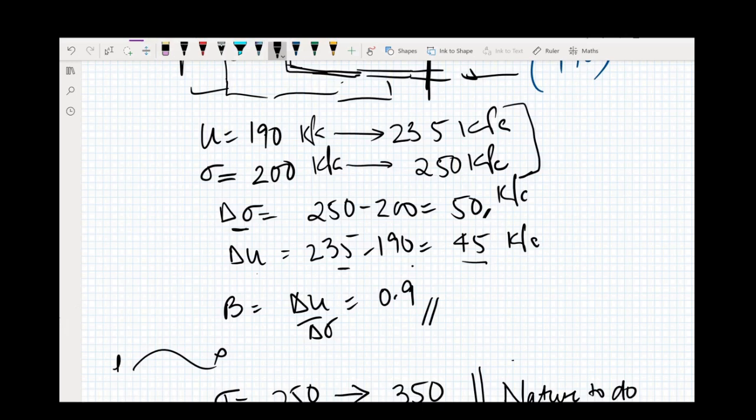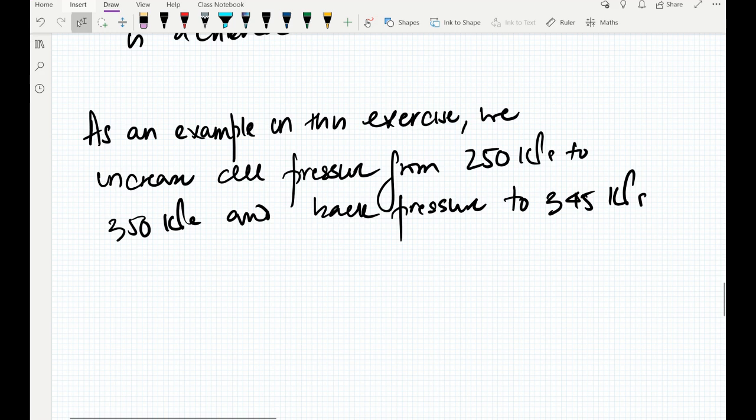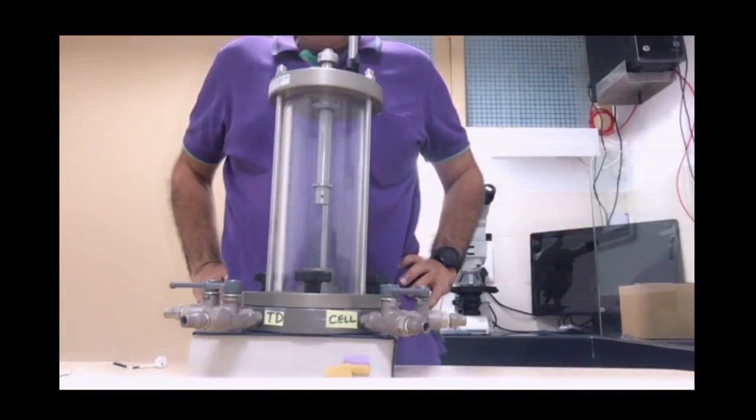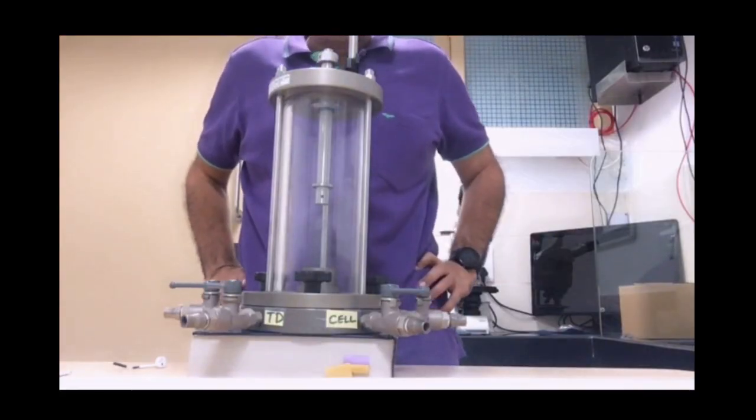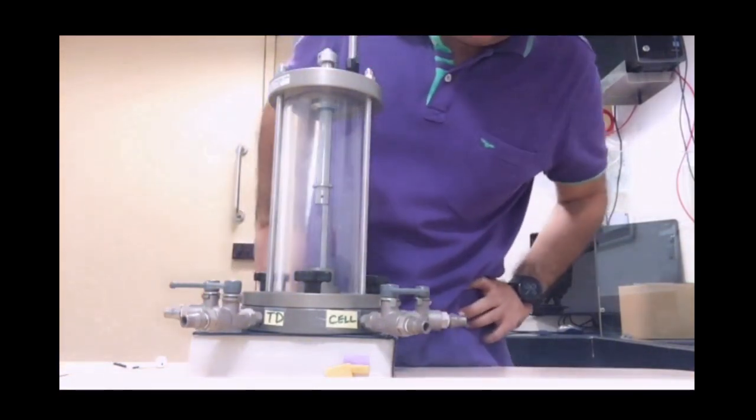So in other words, I need to do a next set of back pressure saturation. I have to go for my second stage of back pressure. Let's see how it looks in this setup.